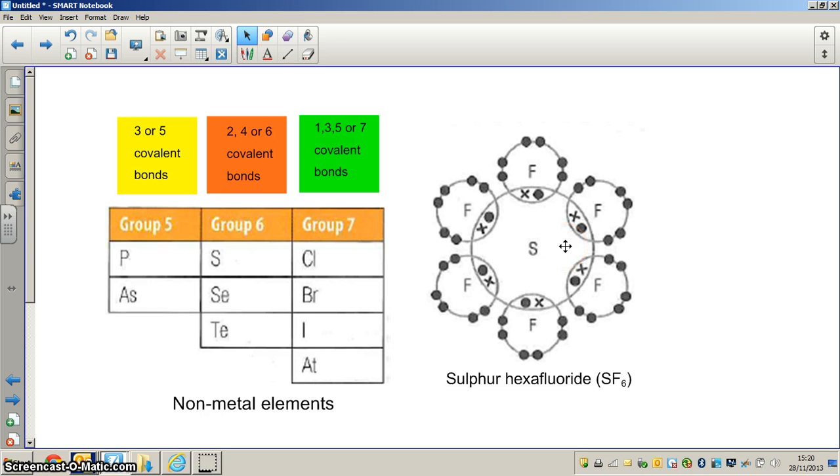So the octet rule works on some occasions, but it's not sacrosanct. It can be extended. The only rule is that the pairings, the covalent bonds, have to be pairs or multiples of pairs for the covalent structure to exist. Hope that makes covalent bonding clearer.